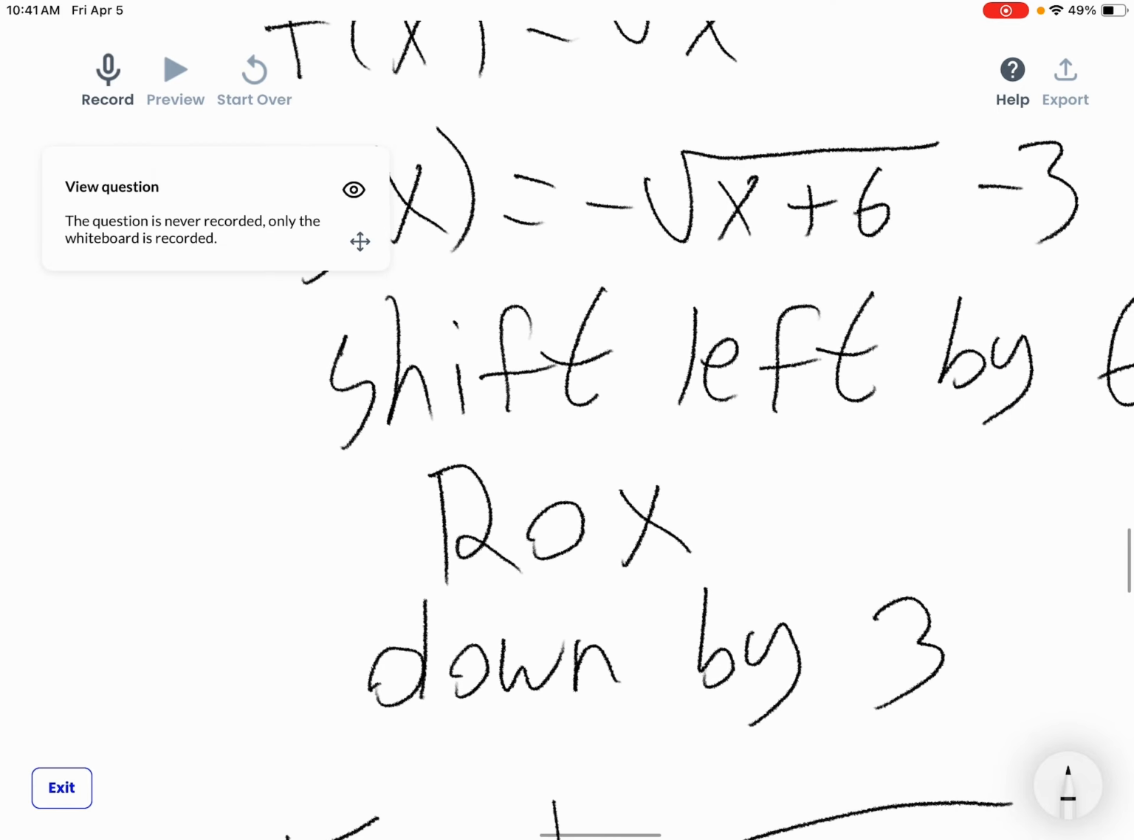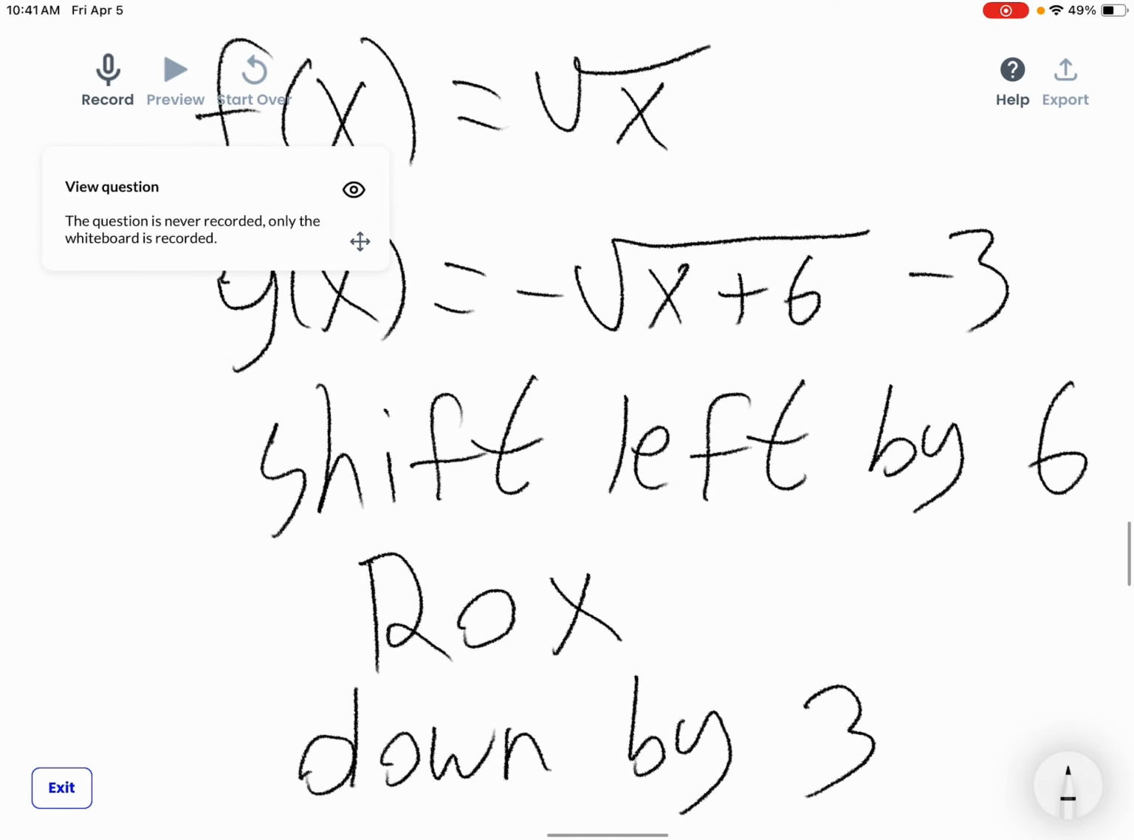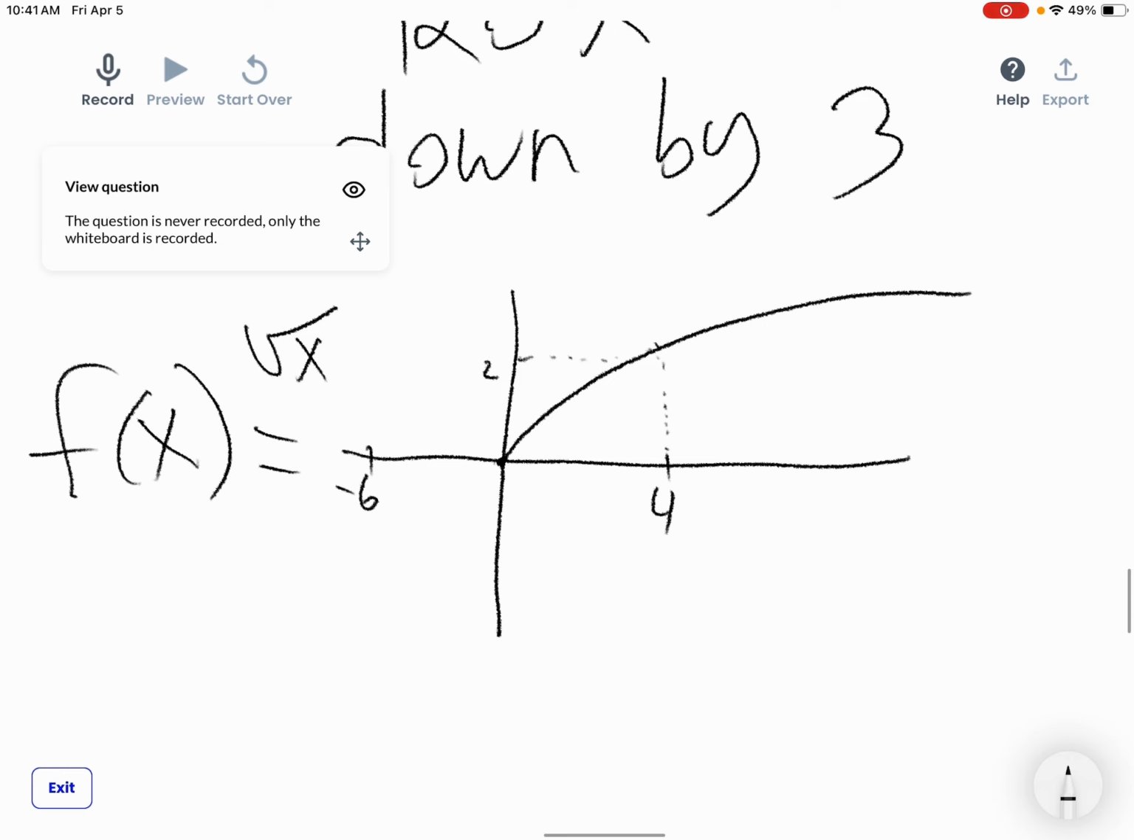And then what else is happening? Well, we have the reflection over the x-axis. So this would just be shifting to the left by 6. And then if we reflect it, it flips it upside down. And then if we go down by 3, the whole thing goes down by 3. And we end up with something like so.